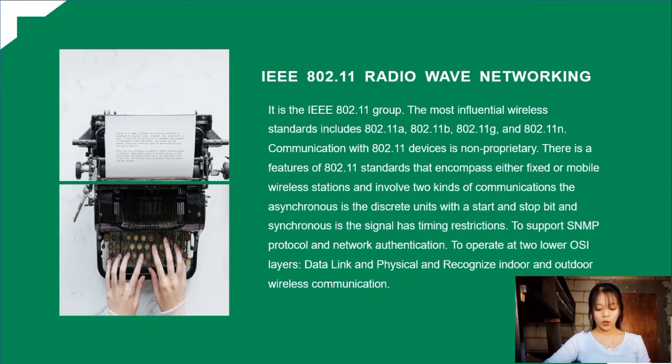There is a features of 802.11 standards that encompass either fixed or mobile wireless stations and involve two kinds of communications, asynchronous and synchronous. So, the first is asynchronous. Asynchronous is the discrete units with start and stop beat. The second type consists of those governed by time restrictions in which the signal has a given amount of time to reach its destination or is considered loss corrupted.